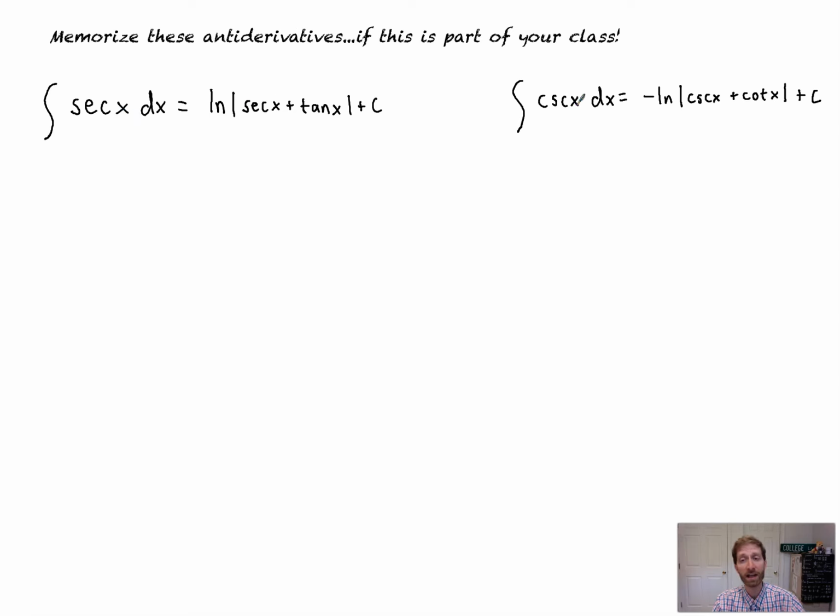And very much like secant x, the antiderivative of cosecant x is the negative, right? Just like the derivative of cosecant x has a negative. You got the negative, and you got the very same setup, but instead of secant and tan, you've got cosecant x plus cotangent x. So the question becomes, why is it that either one of these work?